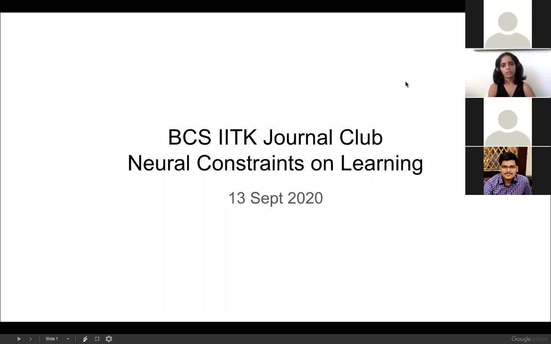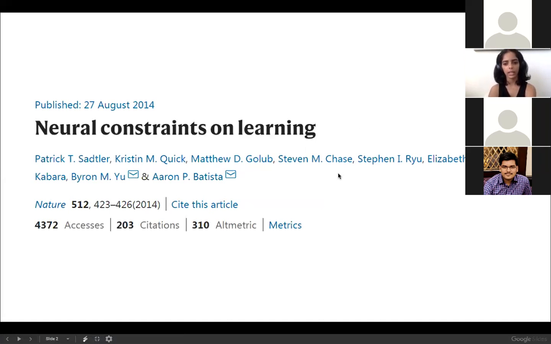Awesome. Okay, so the paper that I'm going to present today is Neural Constraints on Learning. And this was a paper that was published in 2014.